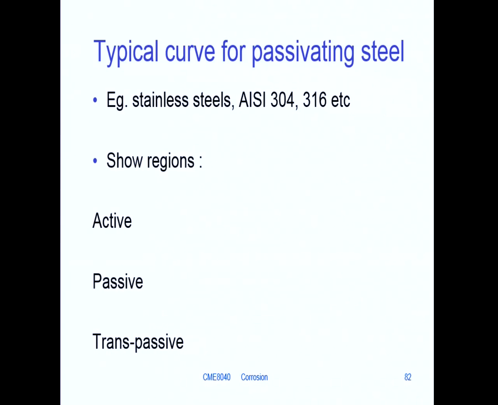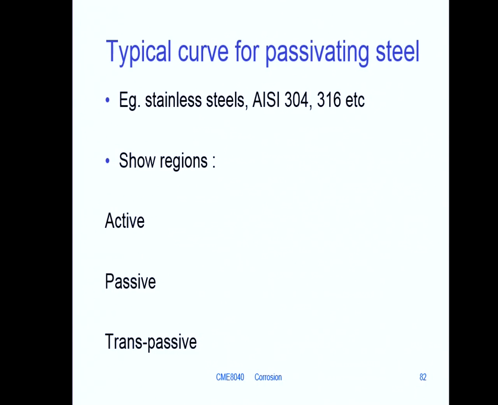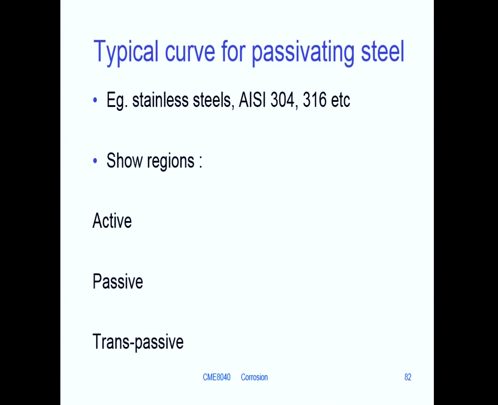So in the active region, we're just actively corroding. Passive, we've got a protective film, and for these stainless steels, that's a chromium oxide film. And then, as you continue anodically, you get past the passive range, and you begin to get pitting of the material.